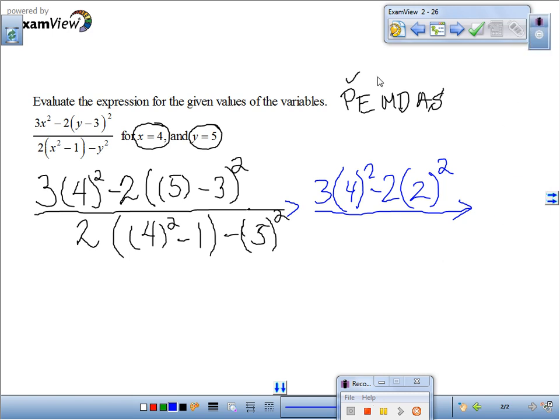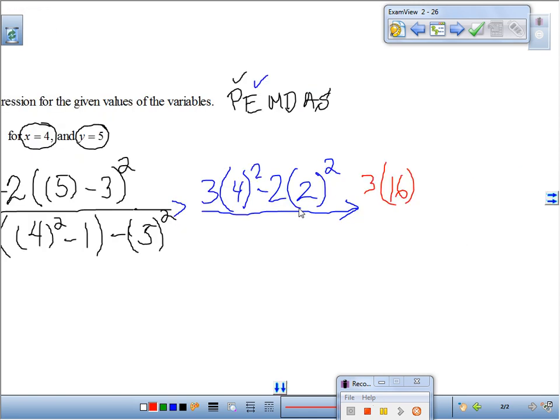All right. Do we have exponents? Yes, right there. So therefore, we get the exponents out of the way. What is 4 squared? 16, and that's being multiplied by what? 3. And then minus 2. What is 2 squared? 4. So that's times 4. Are we there so far?